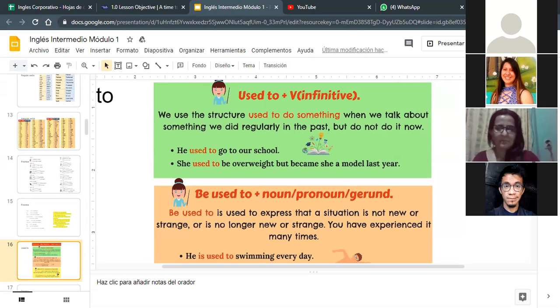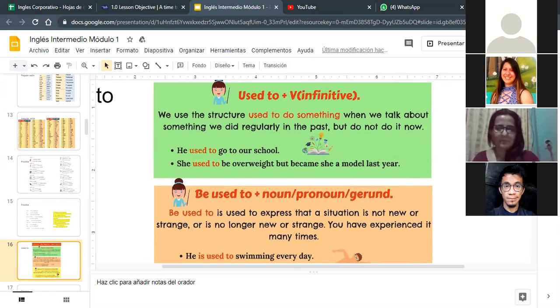For example, the first one says, he used to go to our school. That means that in the past, he went to our school, but now he doesn't go anymore. The other one says, she used to be overweight, but became a model last year. So that means that before she was kind of fat, but now she's a model. So it's a change in the routine.